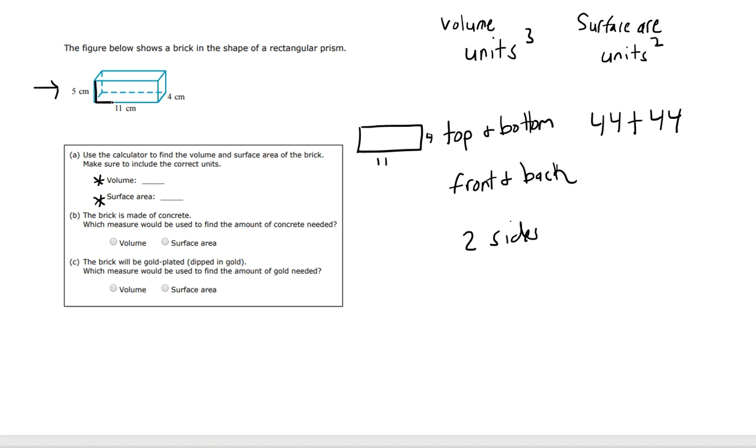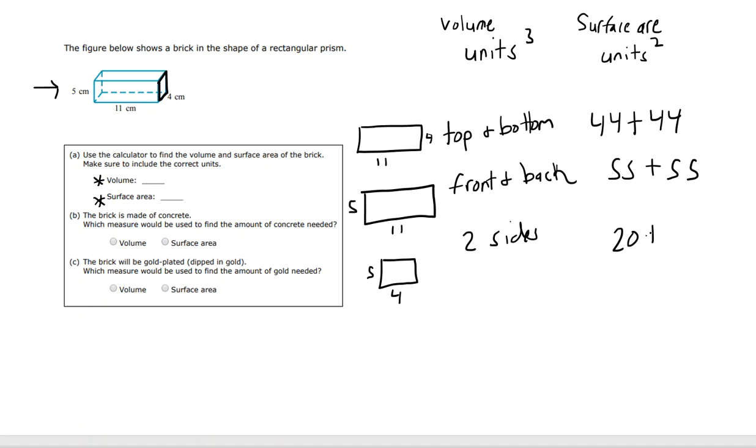Okay, so the area of the front, this looks like it's a 5 by 11 rectangle. Okay, so that's going to be 55, and there's going to be two of those because there's a front and a back. And then we have to find the area of the two sides. Okay, so this is 5. This is 4. Okay, so for the sides, we have a 5 by 4, which is going to be 20. And then there will be two of those.